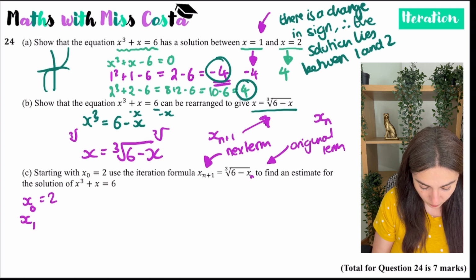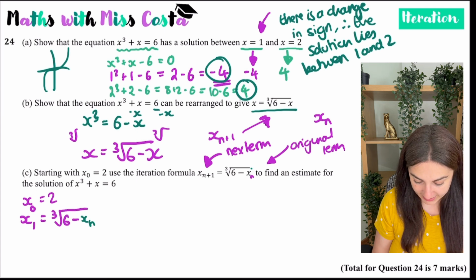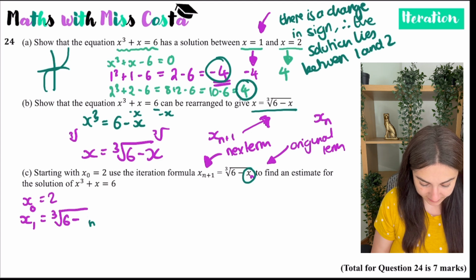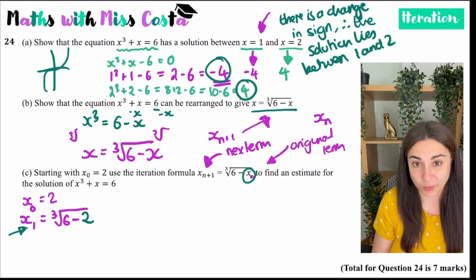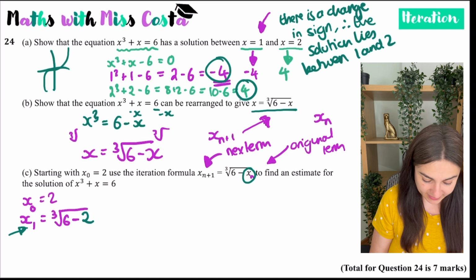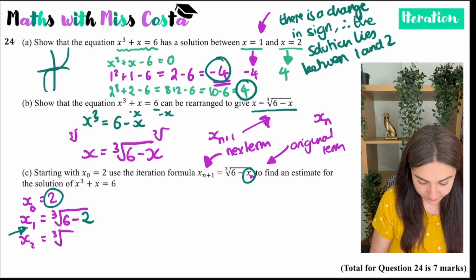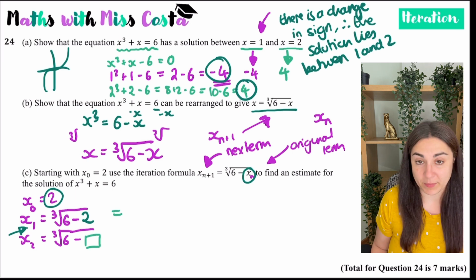So to work out x1, I'm going to need to do the cube root of 6 minus xn. But in this case, it's going to be 2 because I used the previous term. So to work out the next term, which is x1, n plus 1, I've used this. Then to work out x2, I'm going to do the same, except whatever this answer is, which I need to type into a calculator, that's going to be my answer there.